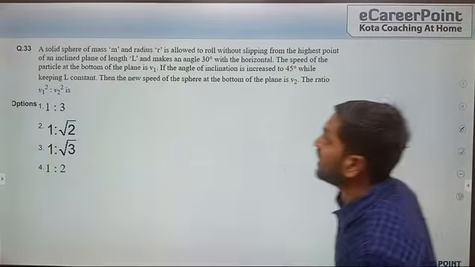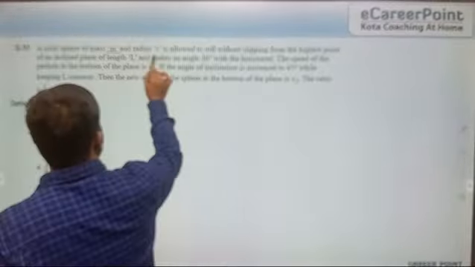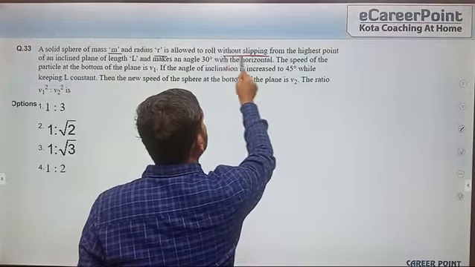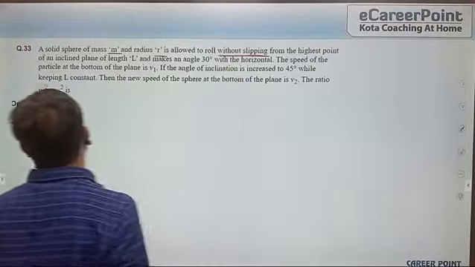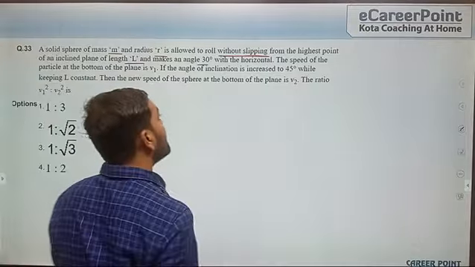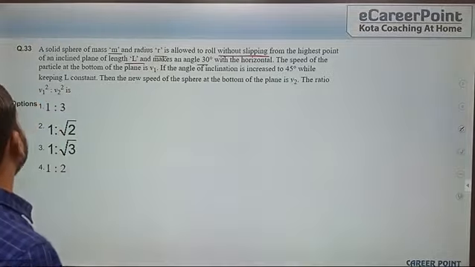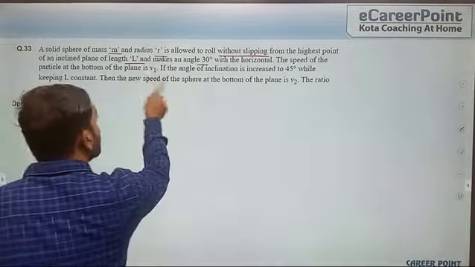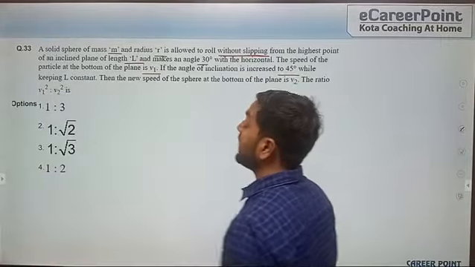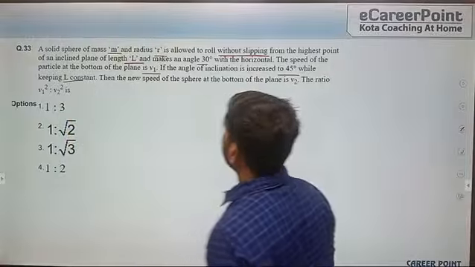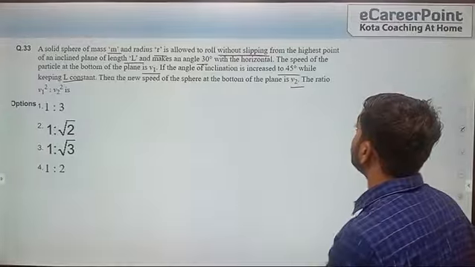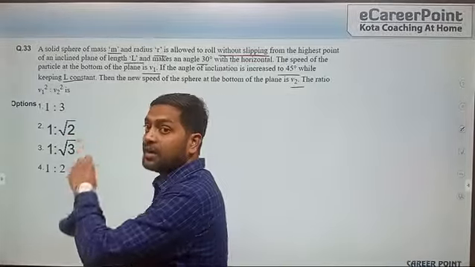And here we have a solid sphere of mass m, radius r, which is allowed to roll without slipping, that means pure rolling, from the highest point of an inclined plane of length L that makes an angle of 30 degrees with the horizontal. Then the speed of the particle at the bottom of the plane is V1. If the angle of inclination is increased to 45 degrees while keeping L constant, then the new speed of the sphere at the bottom of the plane is V2. Then we need to find the ratio of V1 square and V2 square.